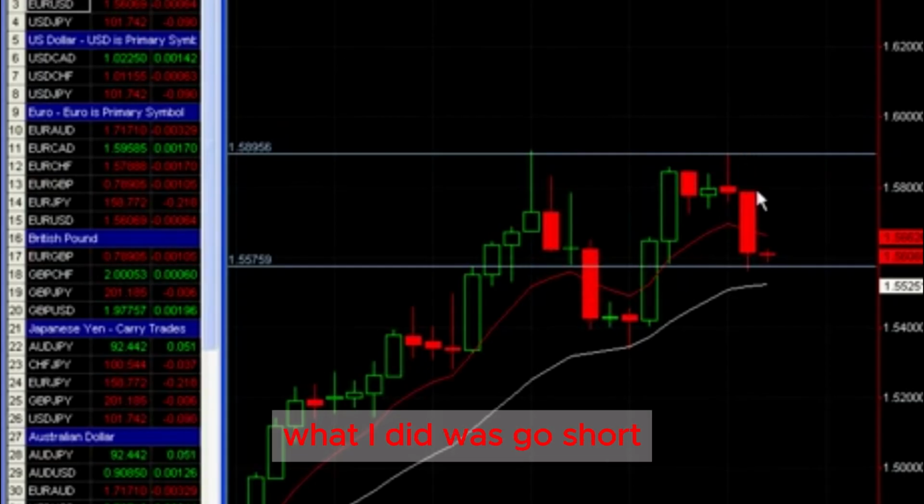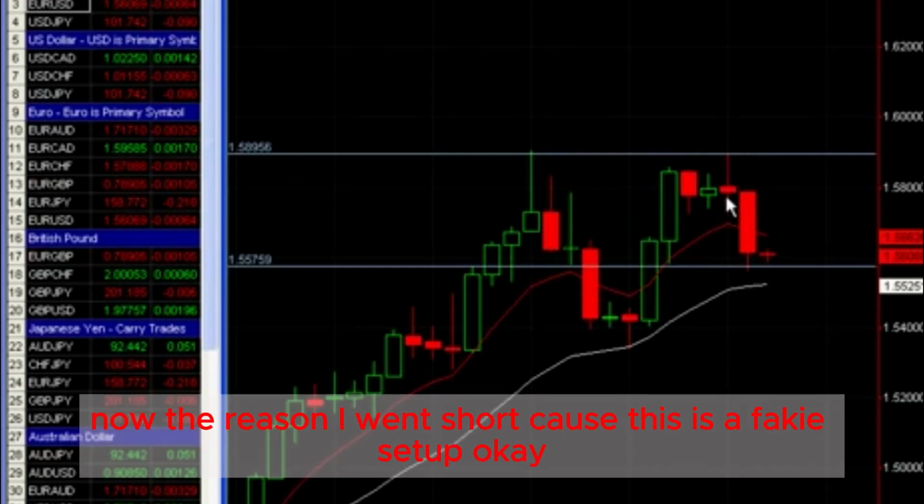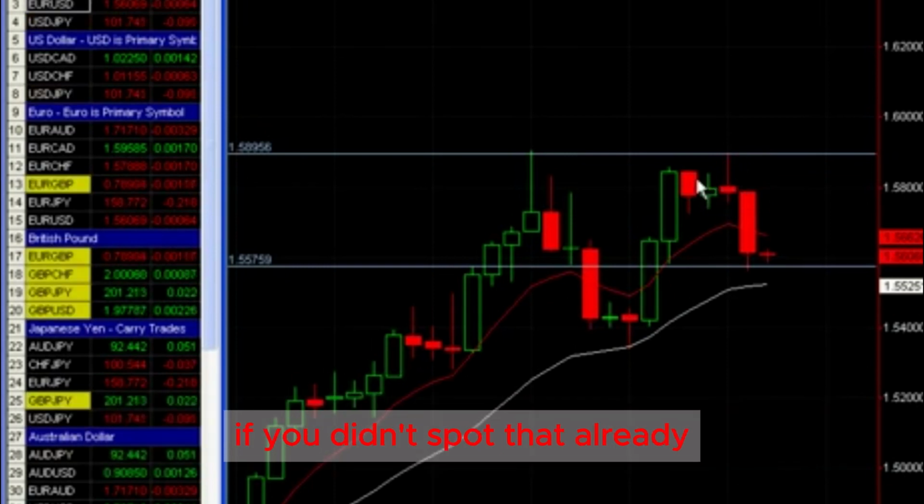What I did was go short. Now the reason I went short is because this is a fakie setup. Okay, if you didn't spot that already, it went up and failed.